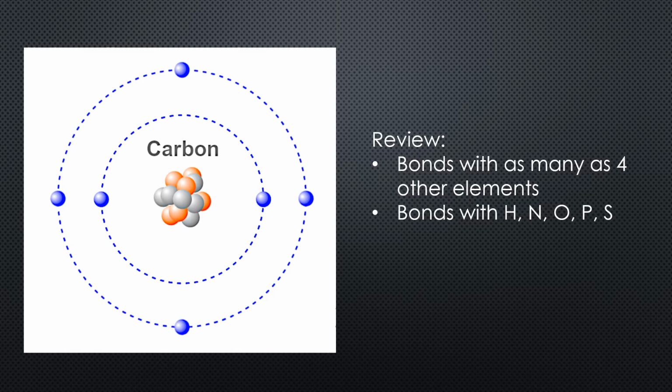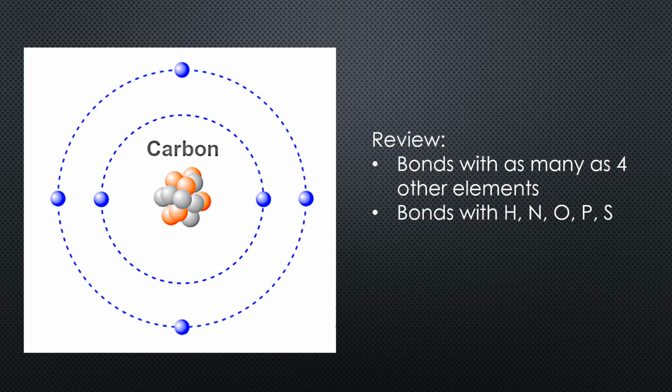So because carbon is the most important part of our biomolecules, I just wanted to review a little bit about what we've learned about carbon already. Carbon can bond with as many as 4 other elements, and remember that's because that outer valence shell has 4 electrons, and we want to be able to obtain the octet rule, so it would like to have 8. It typically bonds with hydrogen, nitrogen, oxygen, phosphorus, and sulfur. Remember we talked about those before, those are our major elements within the body.